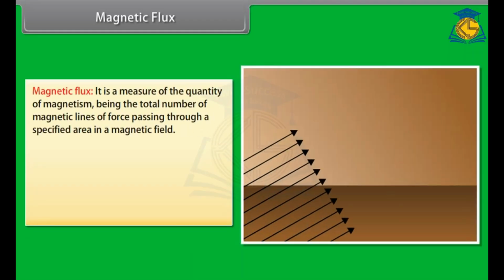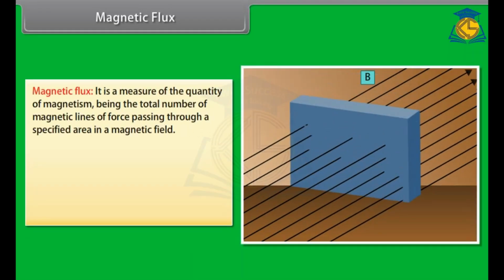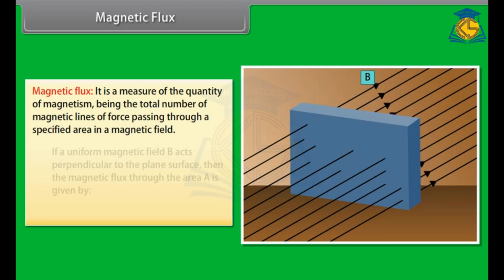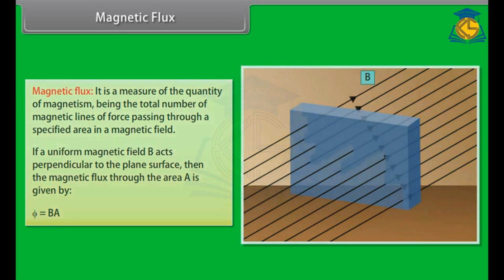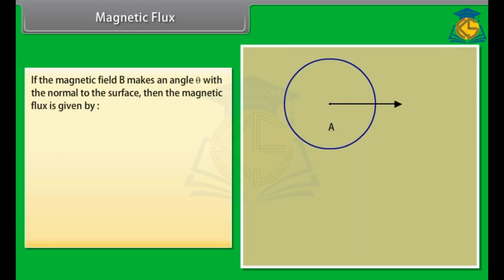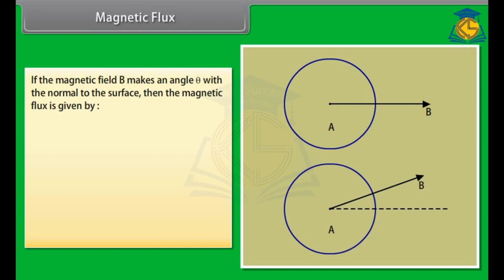Magnetic flux. It is a measure of the quantity of magnetism, being the total number of magnetic lines of force passing through a specified area in a magnetic field. If a uniform magnetic field B acts perpendicular to the plane surface, then the magnetic flux through the area A is given by the product of B and A. If the magnetic field B makes an angle theta with the normal to the surface, then the magnetic flux is given by BA cos theta.